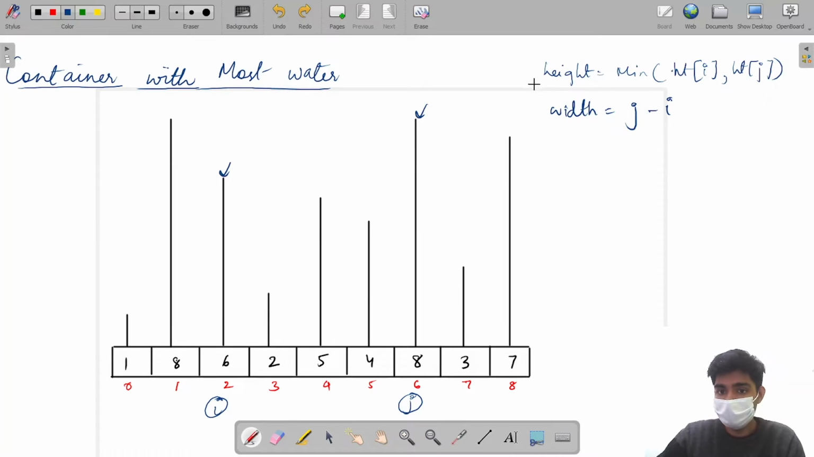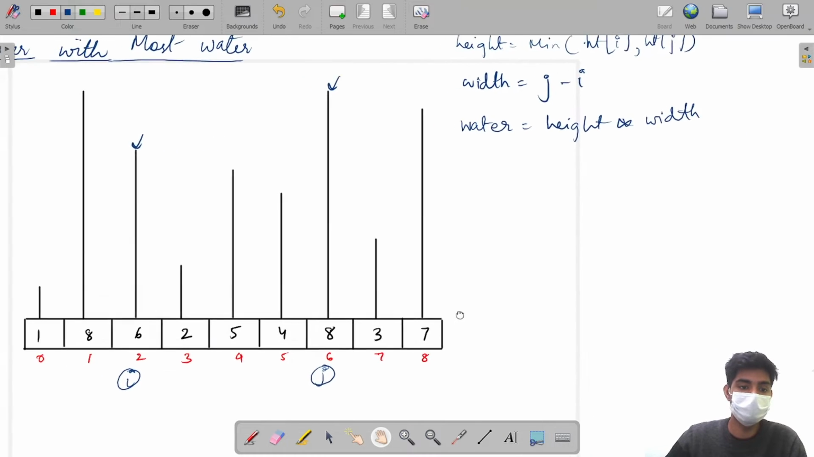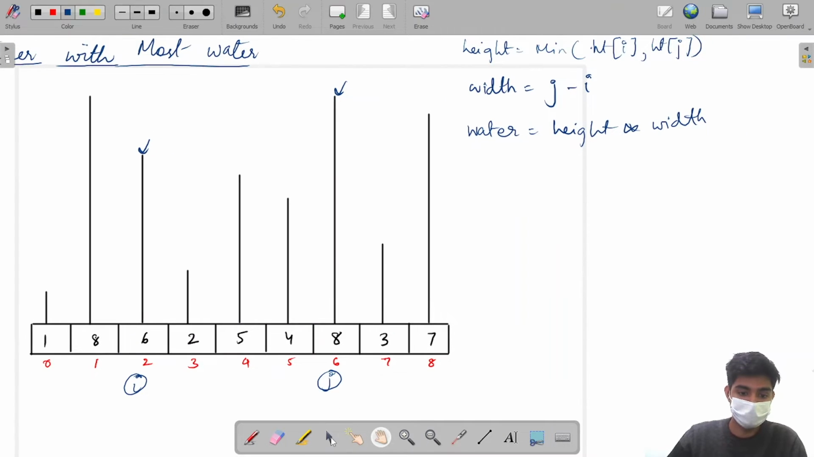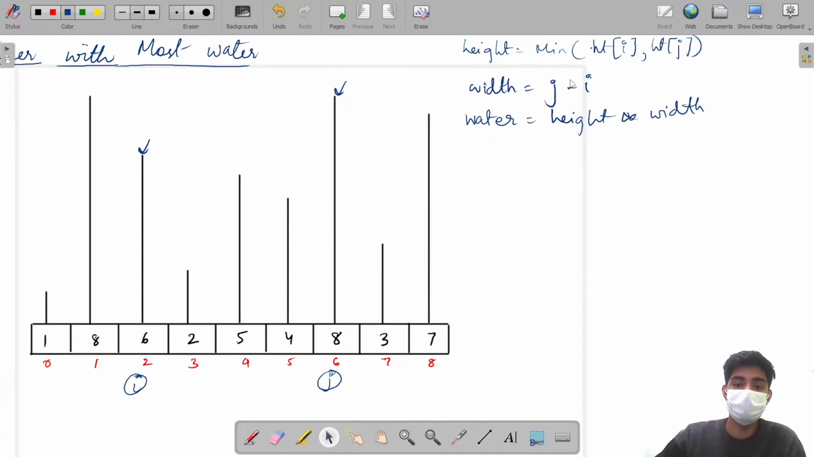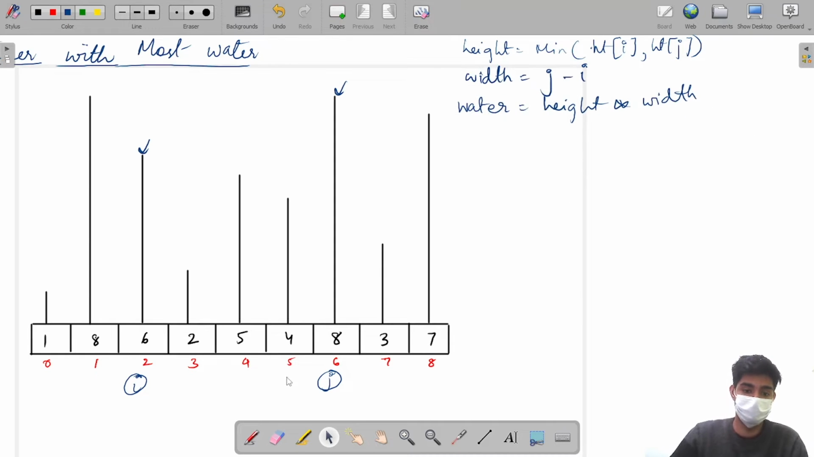So I know that my height is dependent on my minimum height, and I know my width. I can find the maximum amount of water, which will be height into width. That is going to be the water which I can store. Now I need to find the maximum water which I can store using these heights and this width.